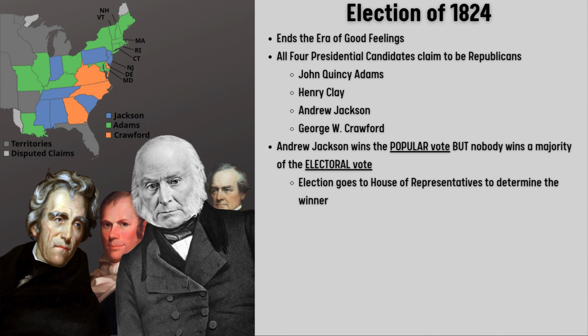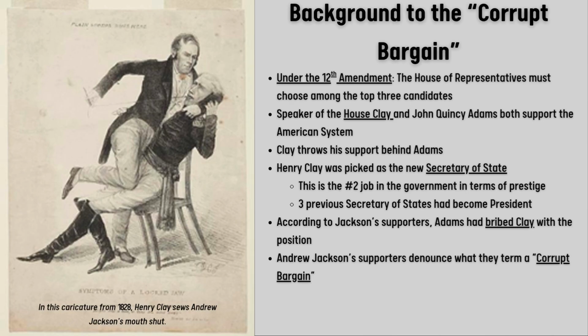Now, here's where things get interesting. Andrew Jackson won the popular vote. However, nobody secured a majority of electoral votes. This meant the decision went to the House of Representatives. This situation set the stage for what would later be known as, quote, the corrupt bargain. But we'll delve into that in just a moment. Remember, this election not only altered political alliances, but also set the stage for future conflicts. Let's move on to explore how these events unfolded further.